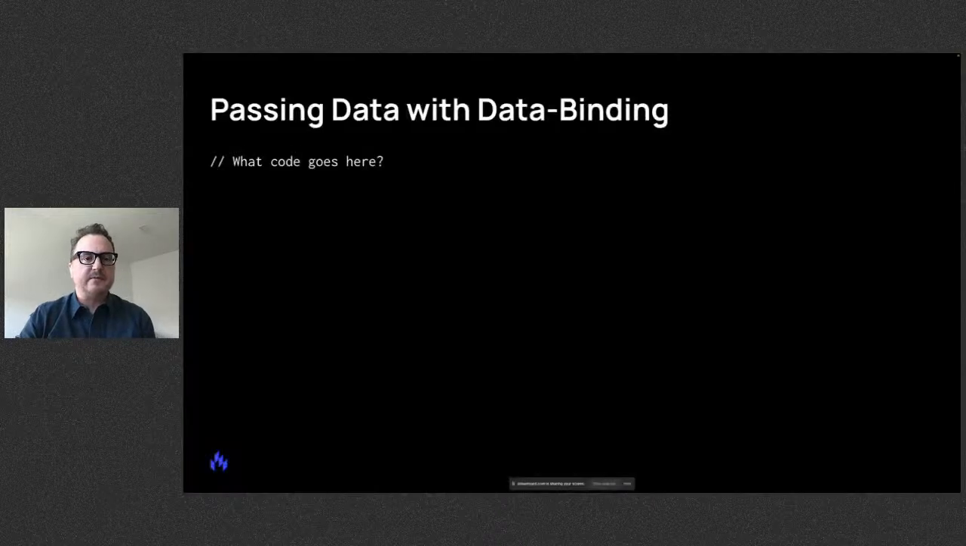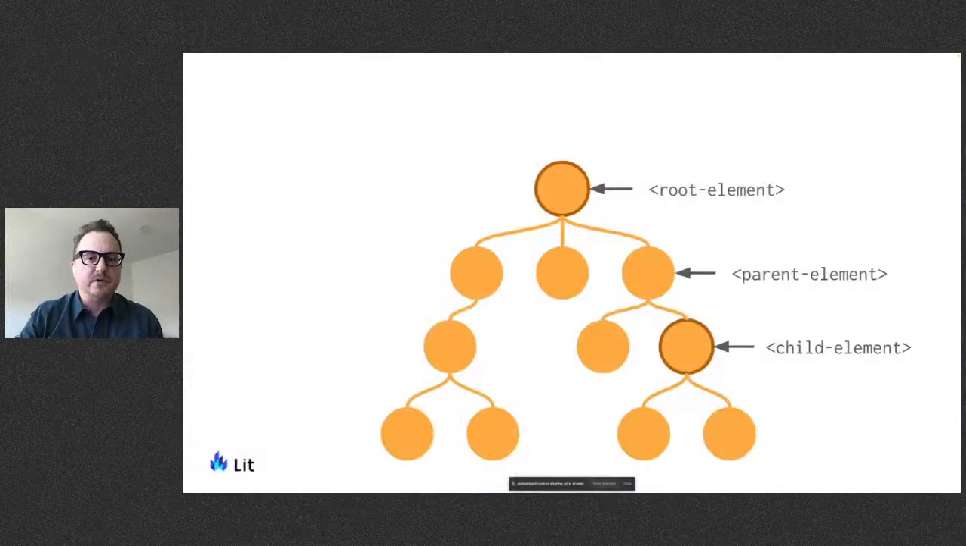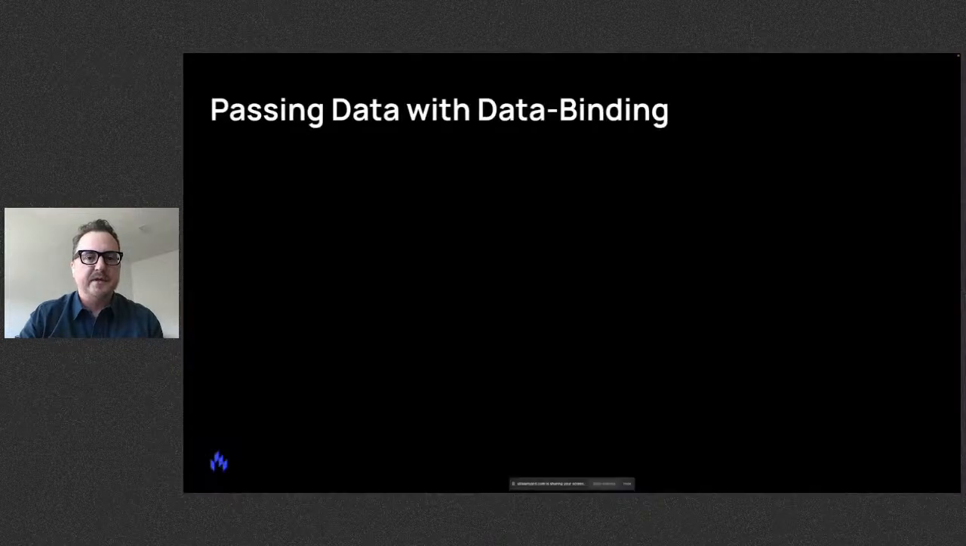And so let's look at what that looks like in code using just standard Lit data binding. So first, we're going to name our elements here. We're going to talk about a root element, which has the value, a parent element, which is kind of in the middle of the tree, and then a child element, which needs the value.